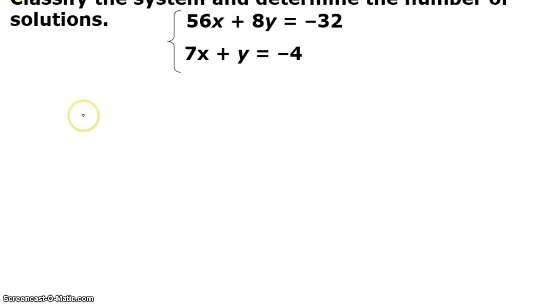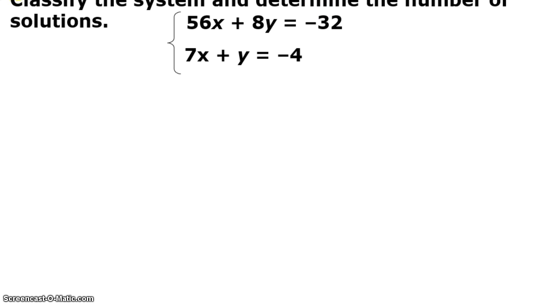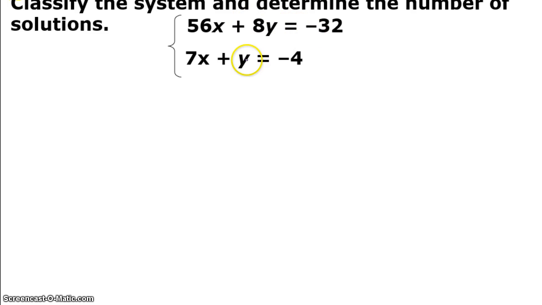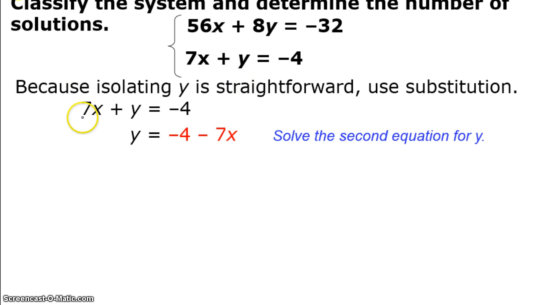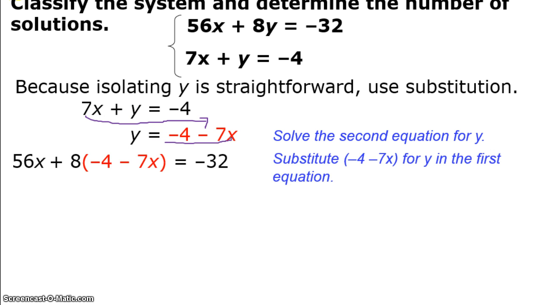Alright, let's classify this system and determine the number of solutions. 56x plus 8y equals negative 32, and 7x plus y equals negative 4. So again, I have a y without a coefficient. So I'm going to solve for that y, meaning I would need to move that 7x over, and it would be moved as a negative. Now I'm going to take the negative 4 minus 7x and substitute that back into the first equation. So it will go in here.